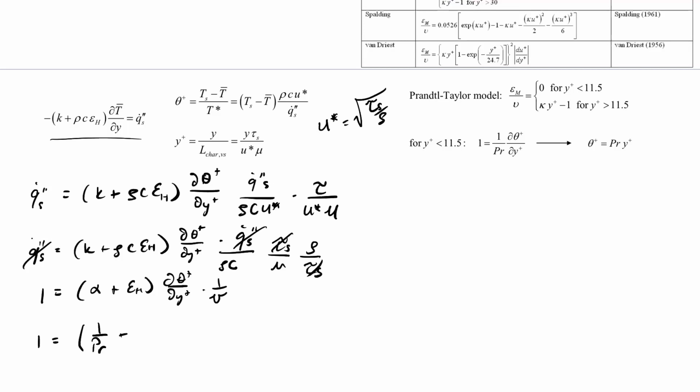And then we have epsilon H over nu, but let's also introduce the definition of the turbulent Prandtl number. When we do that, we end up with epsilon M over kinematic viscosity nu times 1 over the turbulent Prandtl number times d theta plus dy plus. Okay, so if you followed that, that is our equivalent version in inner coordinates for the differential equation we started with in the upper left-hand side.